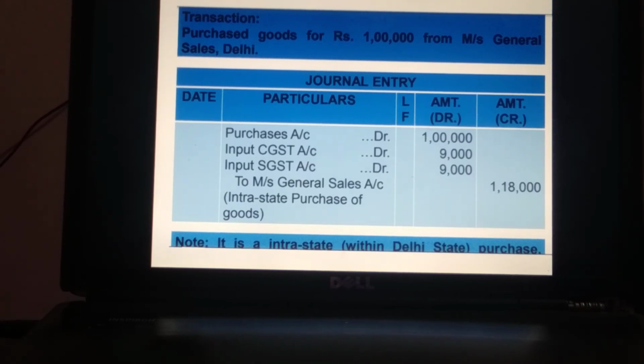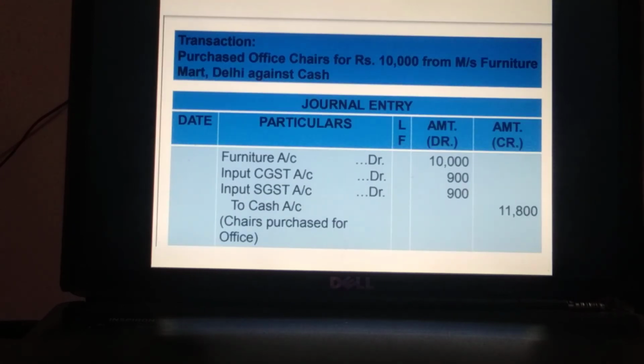Now the next transaction. Purchase office chair for rupees 10,000 from Messrs. Furniture Mart, Delhi. It is also an intra-state purchase. So the entry will be purchase account debit, input CGST account debit, input SGST account debit, to cash, at the rate of 9%, same. So 9% of 10,000 is 900 each. So here the purchaser, that means Amar and Sons, has to pay 11,800 to the supplier.